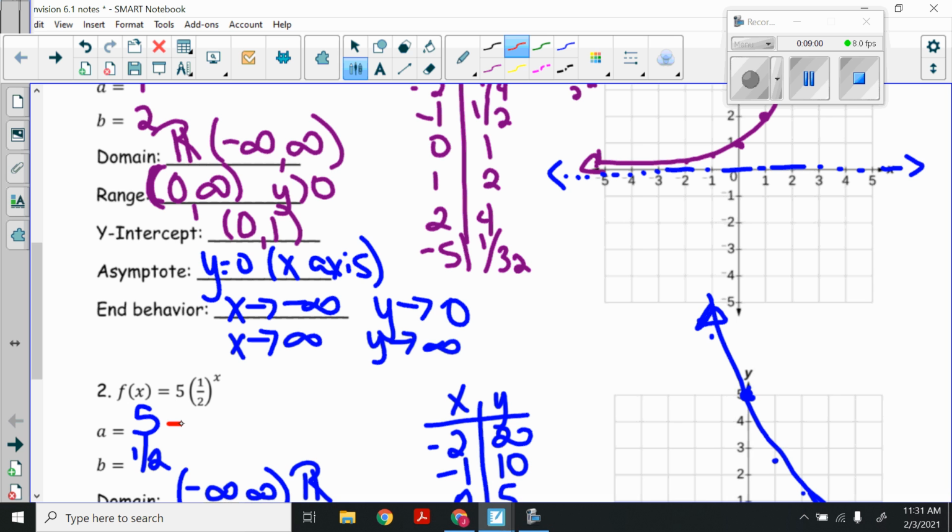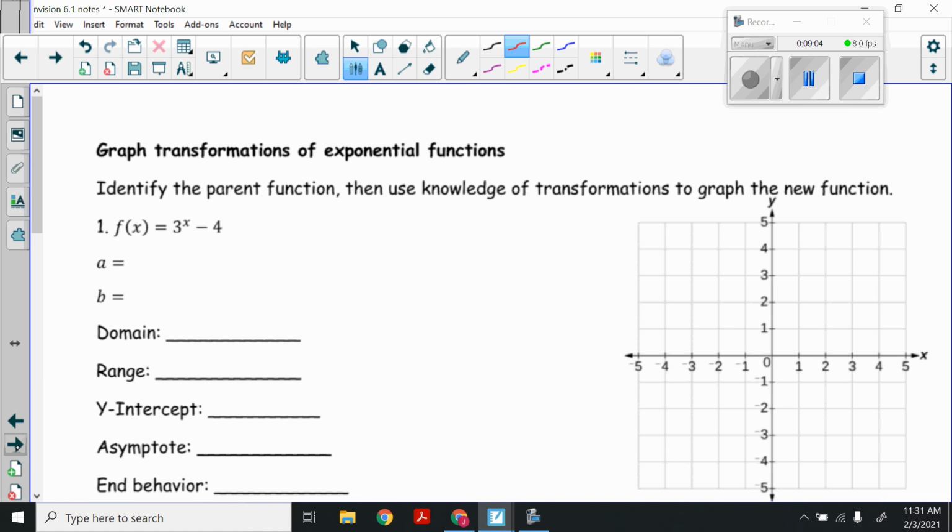Okay? All right, let's go to the back. Identify the parent function. Use your knowledge of transformations to graph the new function. So f of x equals 3 to the x power, all that minus 4. My a is 1, my b is 3. My domain, again, is going to be all reals. That's the nice thing about these. My range, we're not going to do range yet. The parent function to what we're graphing would be 3 to the x power.